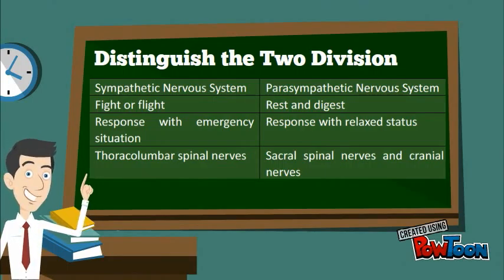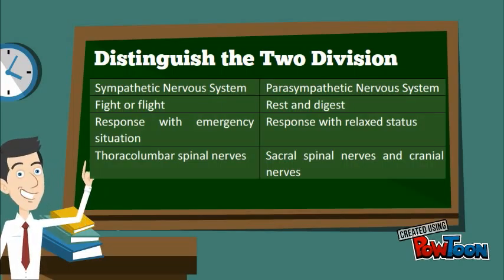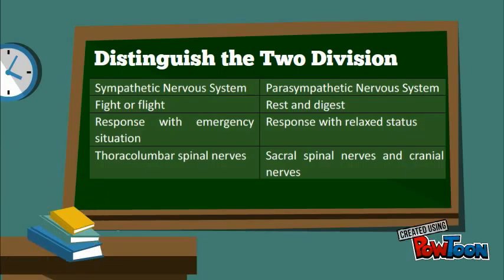Now, let's talk about the differences between sympathetic nervous system and the parasympathetic nervous system. First, sympathetic nervous system is in charge of fight or flight. It also means it responds to emergency situations. Parasympathetic nervous system is in charge of rest and digest. It also means parasympathetic nervous system responds with relaxed status.